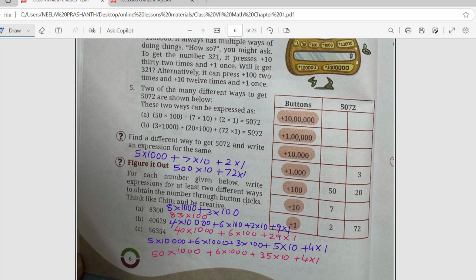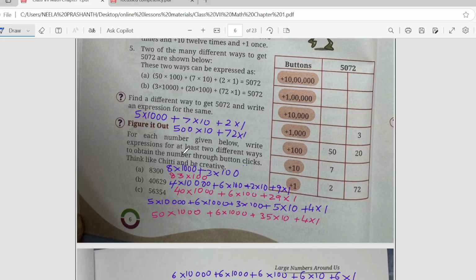So in your lower classes you have studied the normal expression, which we write in expanded form as 5 into 1000 plus 7 into 10 plus 2 into 1. We can also write it in this form: 500 into 10 plus 72 into 1. So we are just putting the place value in different positions. That's it. These are the two different ways we can write, and we can write in a third way also, more than two different ways.